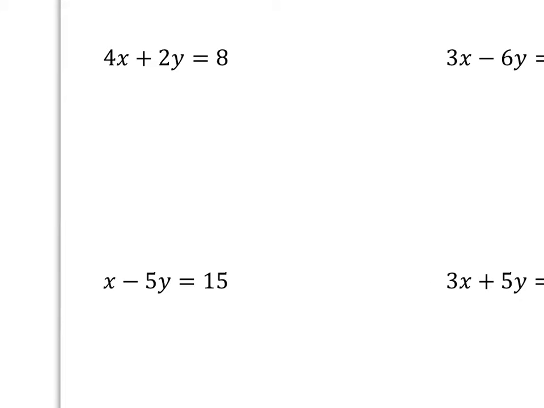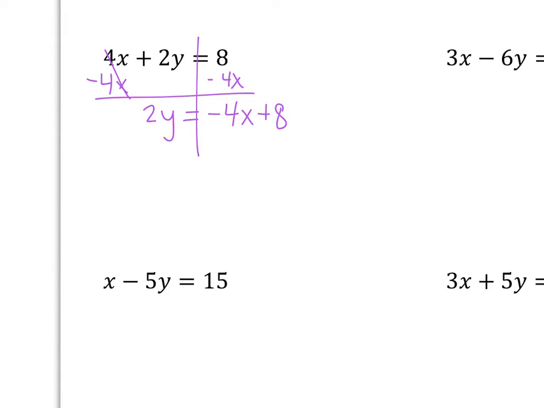Okay, for this example, I see 4x plus 2y equals 8. This one will have a few more steps because, as you see, y is not by itself. There's a 2 in front of that y, which means we will eventually have to divide by the coefficient in front of that variable because we want to isolate that variable and get it by itself. So I will go ahead and subtract 4x from both sides and get 2y equals negative 4x plus 8.